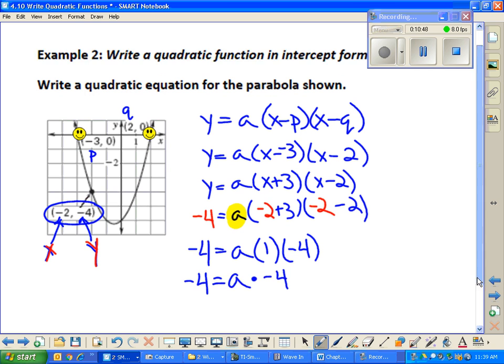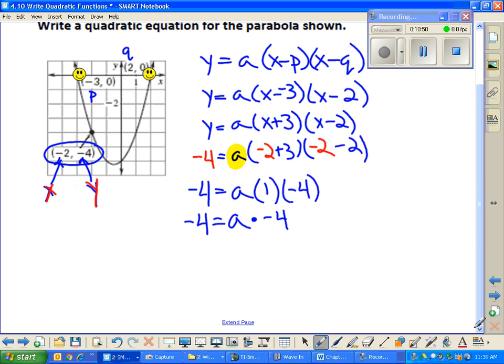Using my Algebra 1 skills, I know that to undo this product here, I just need to divide both sides by -4. So A in this case is actually 1. We know multiplication by 1 doesn't necessarily explicitly need to be written, but you can pop your 1 in there if you'd like. So finishing up our problem, we were asked to write an equation in intercept form.